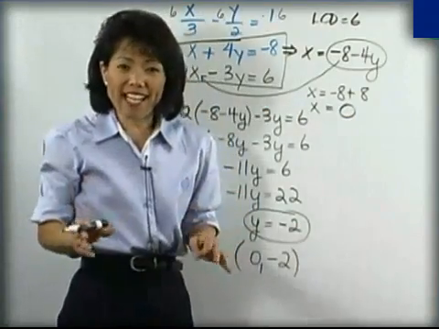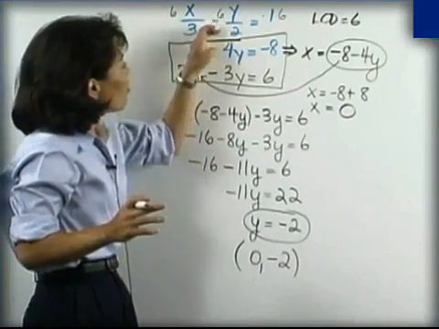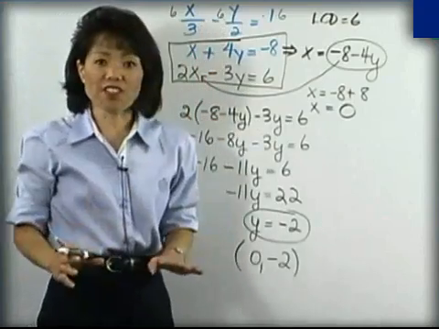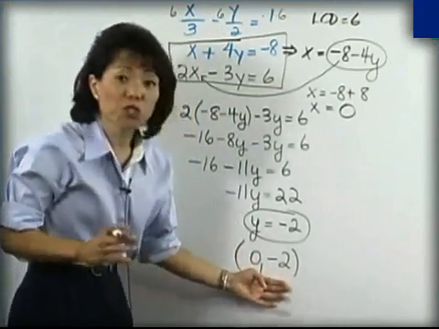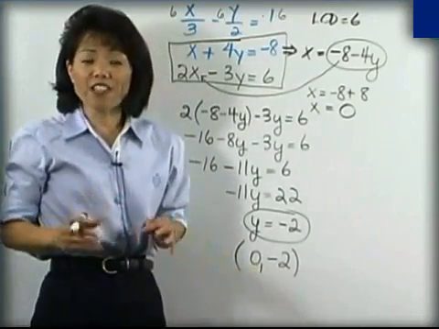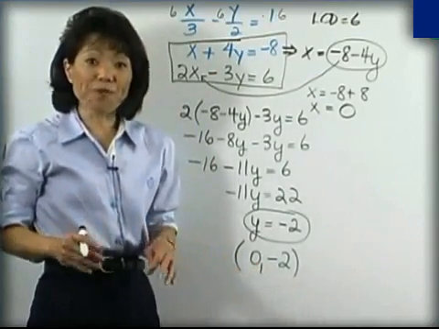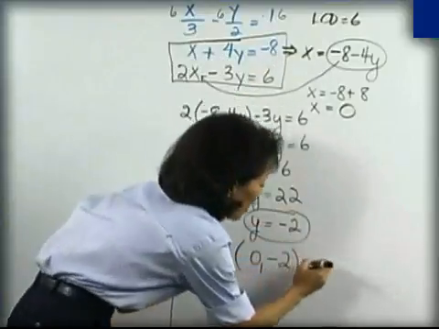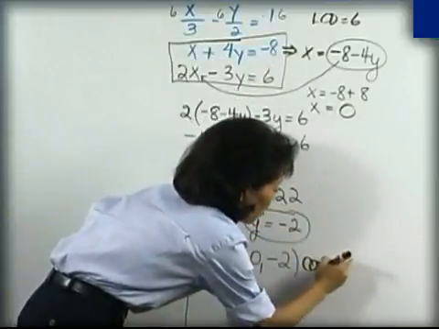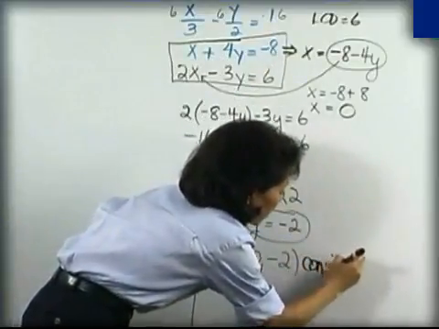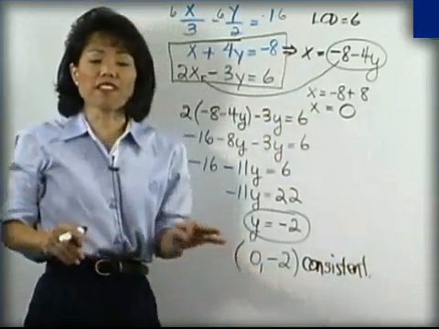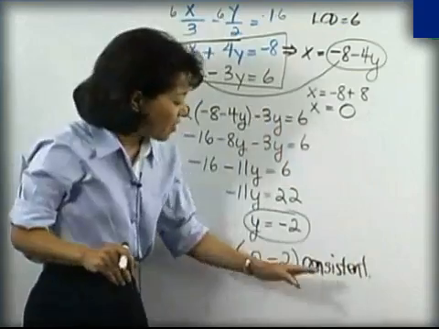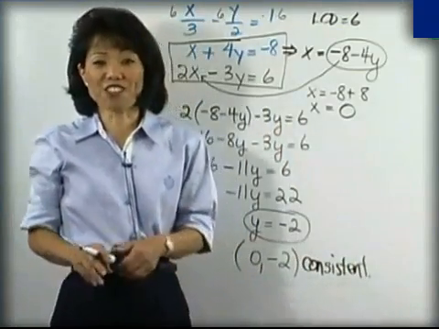What does this mean again? It means if I were to graph both of these equations on the same set of axes, what I would find is the two lines would cross at the ordered pair 0, negative 2. Again, since we do have a solution, we consider the system to be consistent. Remember, consistent just means that there is at least one solution.